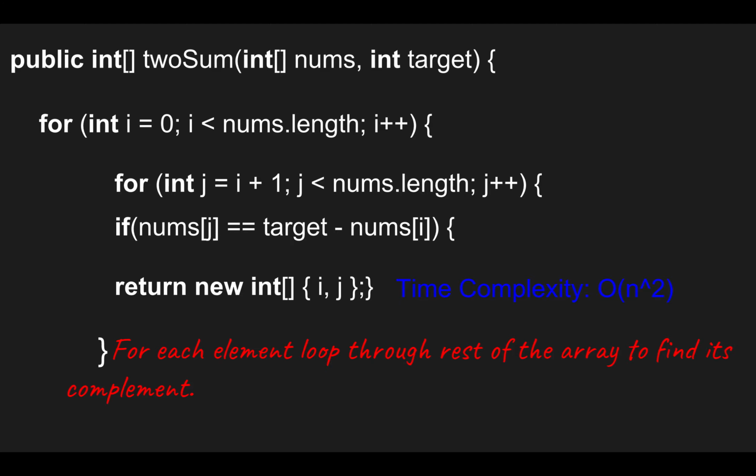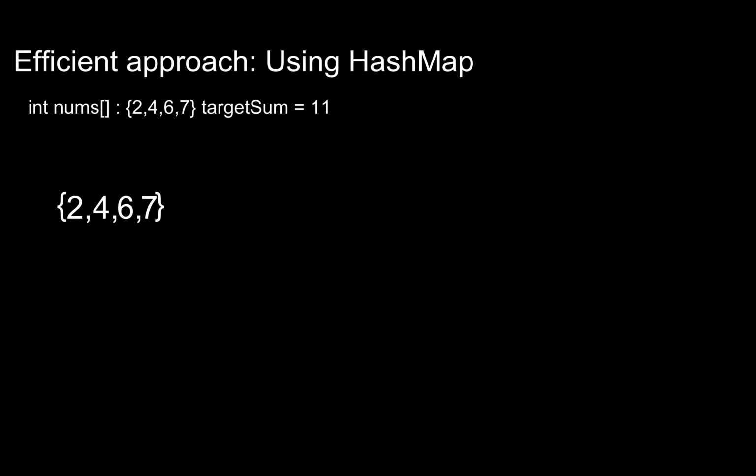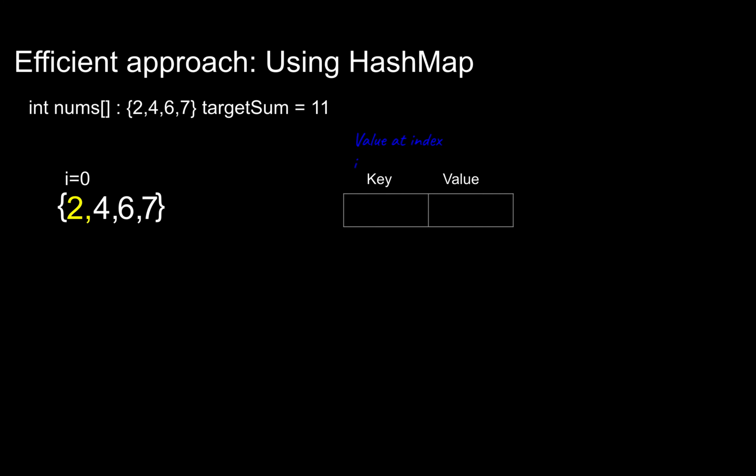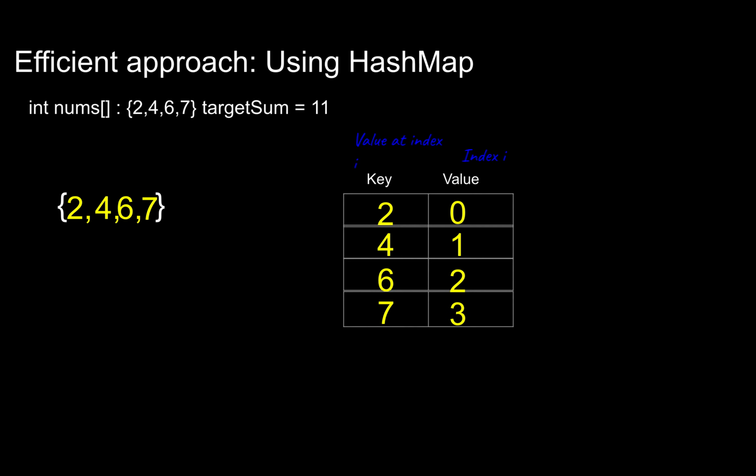Let's try to understand this hash map approach with the help of an example. In this approach, we are going to do two iterations of the given integer array. In the first iteration, we will add each element's value and its index to the map. And then in the second iteration, we will check if each element's complement exists in the given map. So we start with the first iteration of the given integer array. We iterate and populate the hash map. So this is our hash map with key and value. Key corresponds to the value at index I and value corresponds to the index I. We iterate and populate our hash map. So this is our hash map.